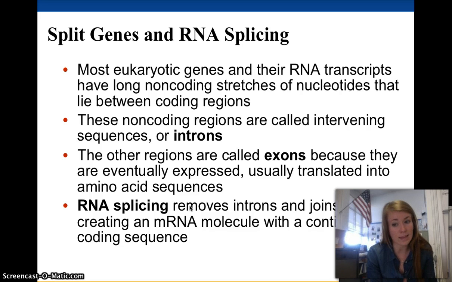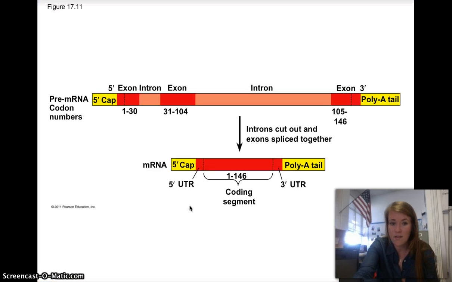Introns are in the way, they do not get made into a protein. And all the regions that are important and will be expressed as a protein are exons, because they are going to be expressed. Exons are expressed, introns are in the way. And they will get translated into an amino acid sequence. So splicing cuts out the introns and seals the ends back together so that we only have exons left, because that's all we want, just exons.